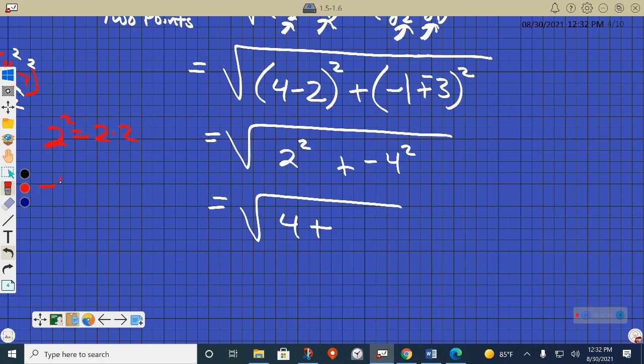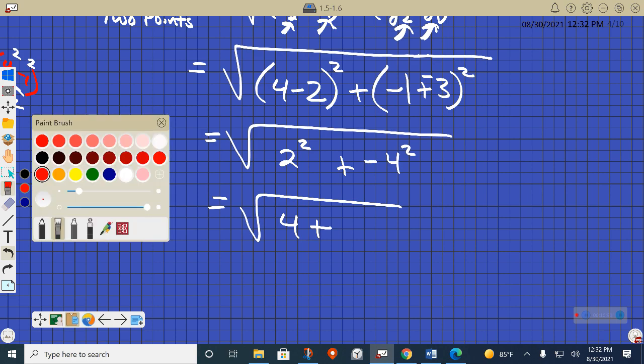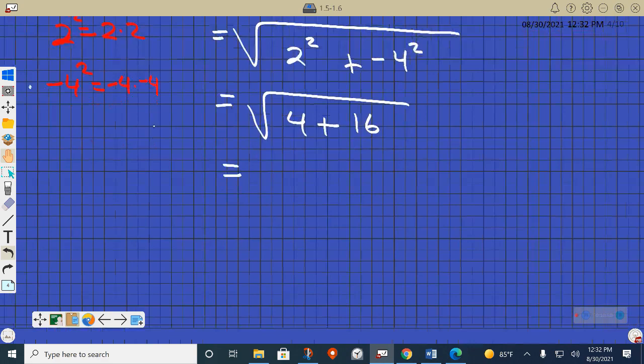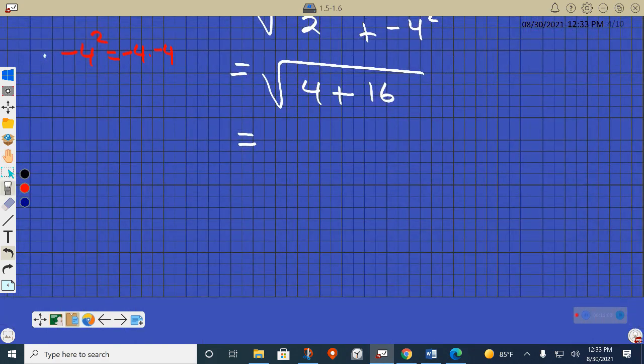Let me come up here. -4 to the second power means -4 times -4. Careful. Negative times a negative is a what? Okay, so it's positive 16. We worked on it last week. Rocking and rolling. Questions so far? Now 16 plus 4 is 20.